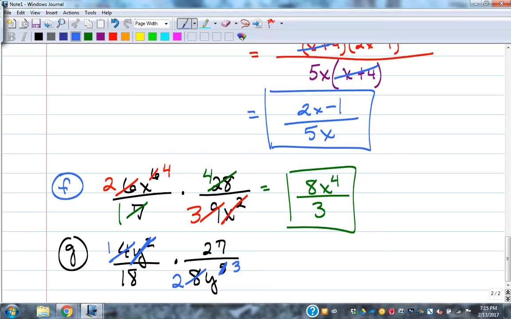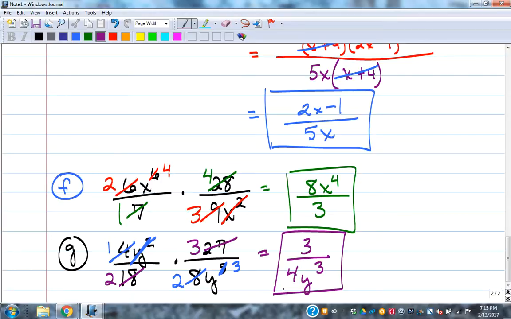What about the 18 and the 27? What's the biggest thing that goes in both of them? 9's bigger, so we're going to use that. 2 and 3. So on the top, we got 1 times 3 is 3. The bottom, we got 2 times 2 is 4. Y to the third. And we've simplified that multiplication problem.